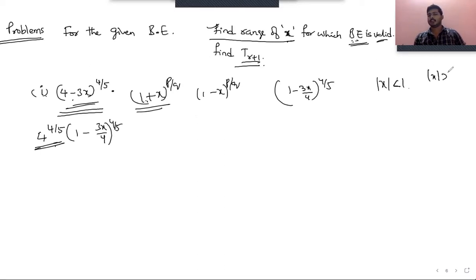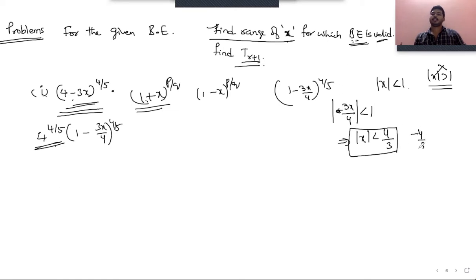If the modulus of x is greater than 1, this expansion is not valid. So here in place of x, it's minus 3x by 4, modulus less than 1. This negative doesn't matter because it's a modulus, so you can ignore the sign completely. That means modulus of x is less than 4 by 3, that means minus 4 by 3 less than x less than 4 by 3. So x should lie between minus 4 by 3 and plus 4 by 3. This is the range for which this expression will be valid.